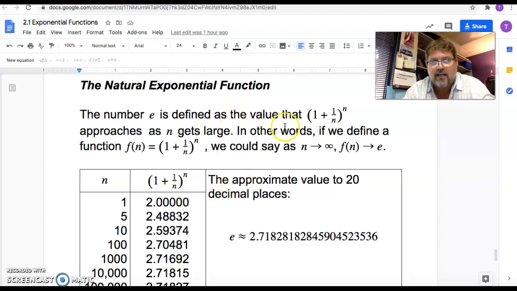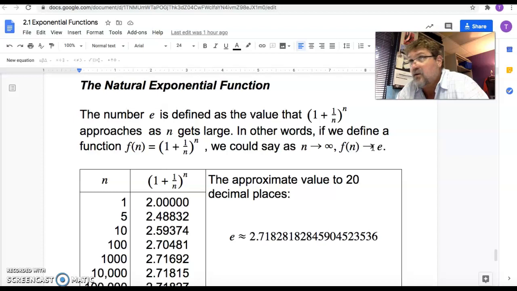It's defined as the value that (1 + 1/n)^n, that expression you just saw me messing with, approaches as n gets large. In other words, if we define the function f of n, kind of like what we just looked at, (1 + 1/n)^n, as n goes to infinity, like we just saw with our little example of the interest problem, f of n, the output value, approaches e. So it's coming to a fixed number.